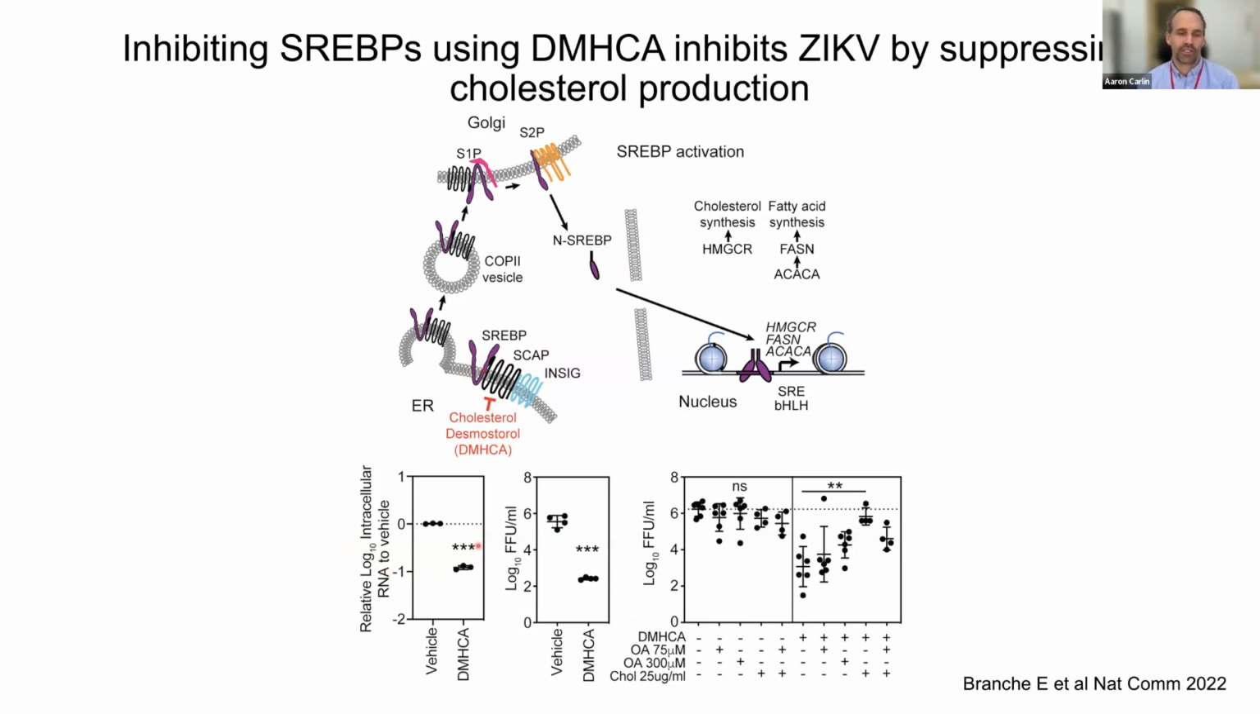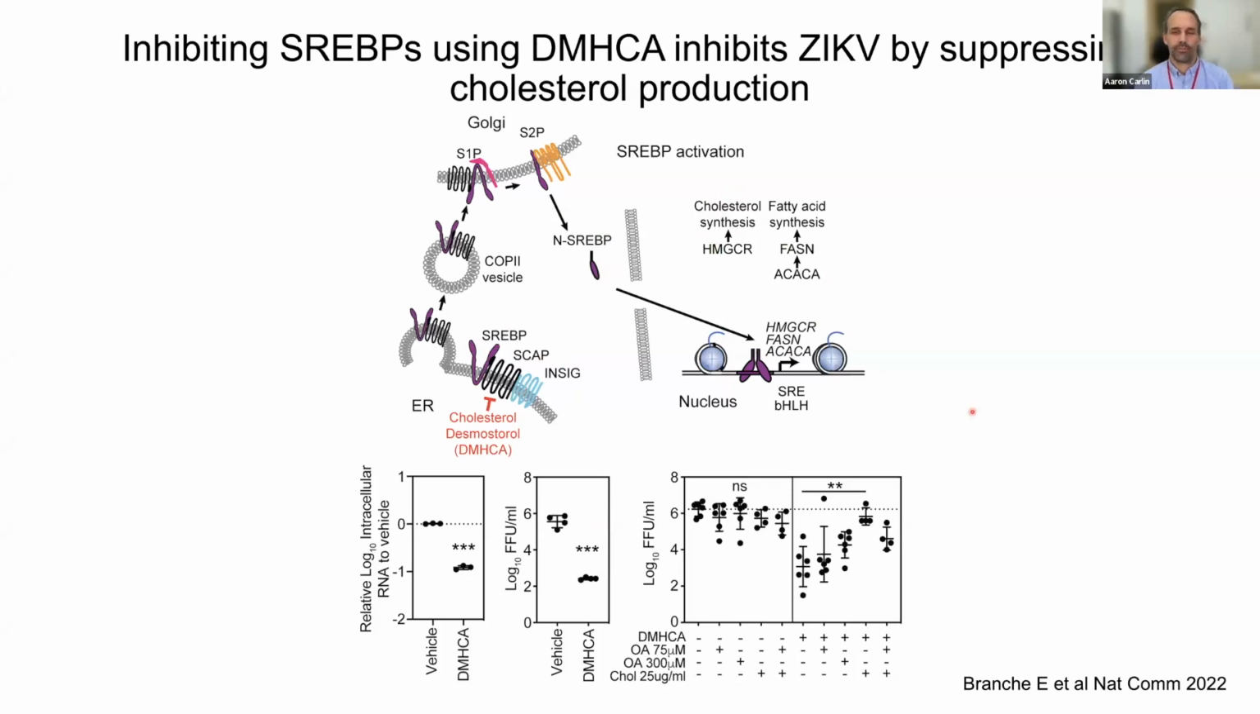And we found that the addition of DMHCA decreased intracellular viral RNA by about 10-fold, but it decreased the release of infectious virions by between 1,000 and 10,000-fold in infected DCs. And so it really potently inhibited the production and release of infectious virions. Furthermore, using add-back experiments, we found that the addition of cholesterol back to DMHCA-treated DCs could rescue that phenotype, suggesting that DMHCA was inhibiting Zika virus by blocking the SREBP's ability to make cholesterol.